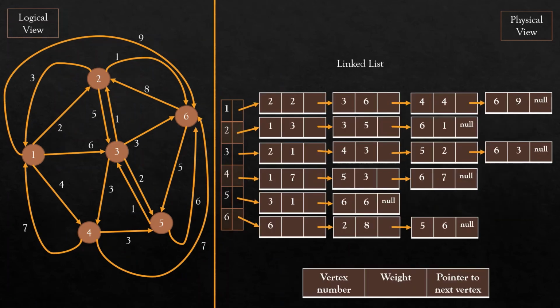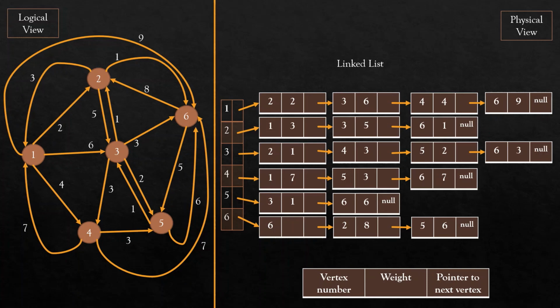A graph can also be represented using linked lists. As many vertices as we have, so many linked lists are formed. That is, here we have 6 vertices, and so 6 linked lists are formed. In a linked list, a node has 3 parts, 2 data parts and 1 pointer part. In the data part, the vertex number and the weight are stored, and the pointer part points to the next vertex in the series.